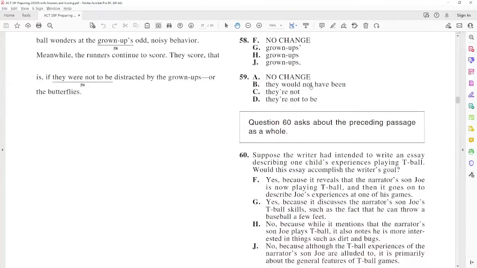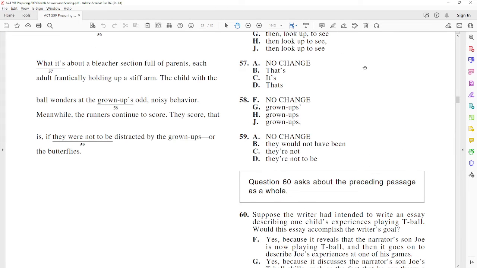All right, 58 says, "The child with the ball wonders at the grown-ups' odd, noisy behavior." So how many grown-ups are there? There are many grown-ups. Well, first of all, is there a question? No. Option to delete or omit? No. So is it right or wrong? There are many grown-ups, and the behavior belongs to the grown-ups. So "grown-up's" with apostrophe S would mean only one grown-up.